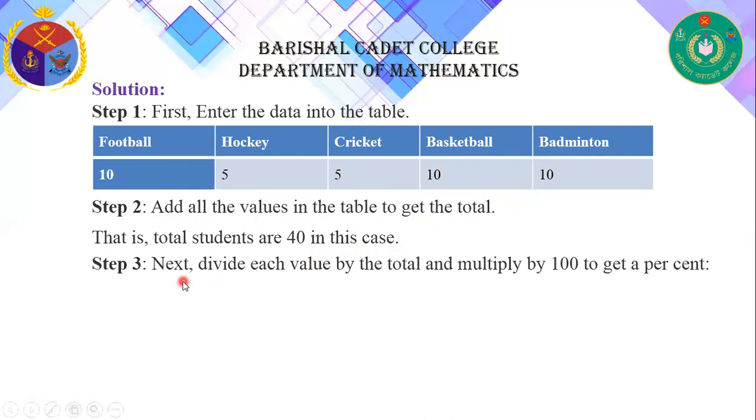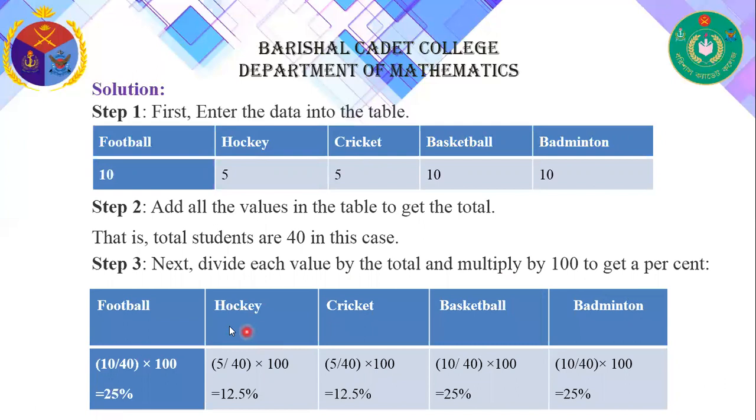And now step 3, next divide each value by the total and multiply by 100 to get a percentage. And we have to get the percentage. Now for the case of football, the students is 10 and total students is 40. That means 10 divided by 40 into 100, that is 25%.